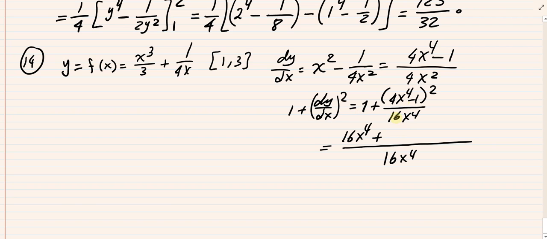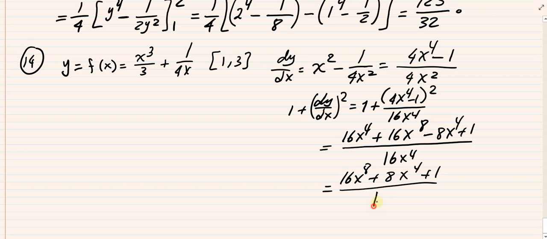Now, square the binomial, we get 16x^8 minus 8x^4 plus 1. And 16x^4 minus 8x^4 gives you 8x^4 plus 1 divided by 16x^4. And again, the numerator ends up being the square of a binomial. You can write it like that.